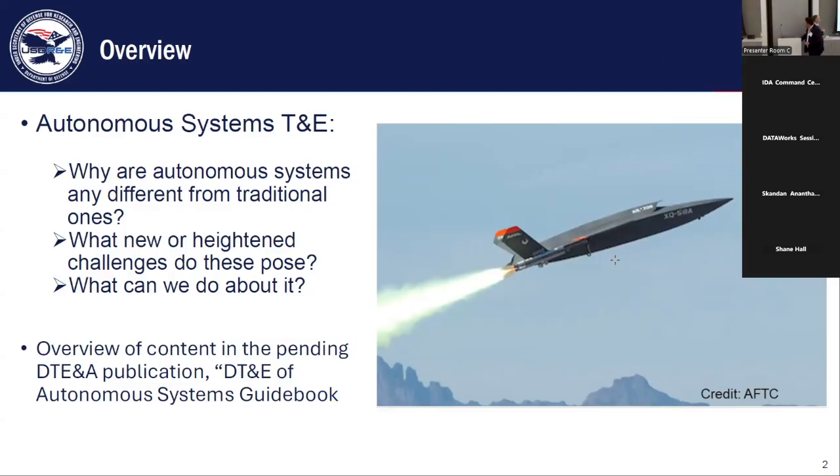Why are autonomous systems any different from testing traditional systems or new test methods? What challenges do they pose that are different or heightened from other systems? And what can we do about it, right? What are the methods and practices and best practices involved?